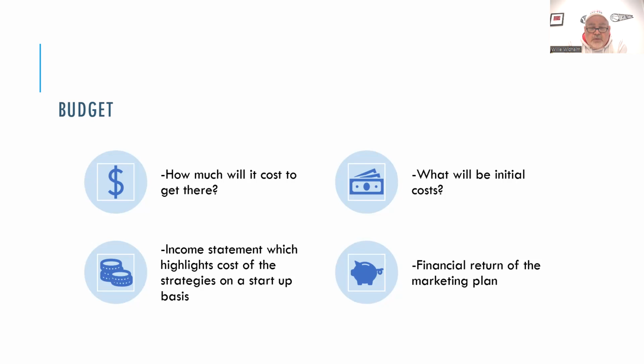Make an income statement which highlights the cost of the strategies for your startup. Okay. Financial return of the marketing plan. How are you going to pay for all this on this financial return when you bring in revenue? How's it going to balance into your marketing plan so you can keep this marketing continuing as you go forward?